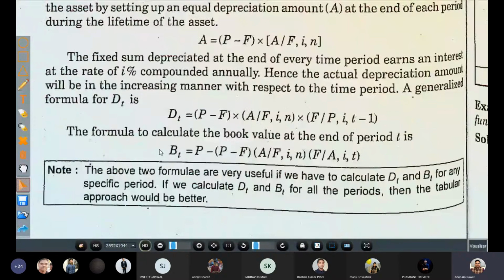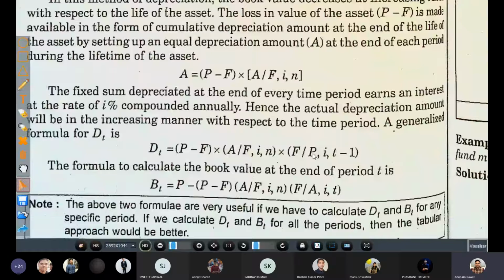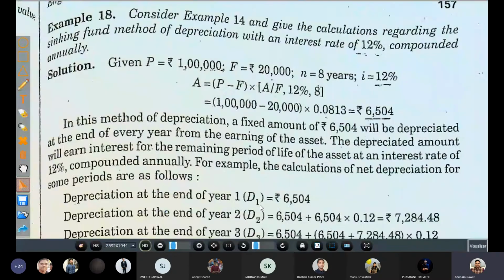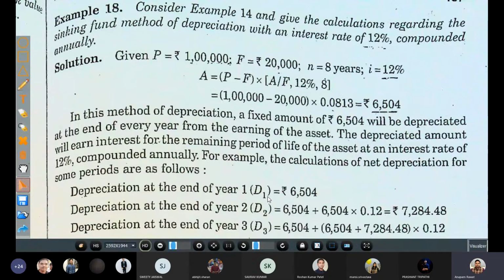So this is a complex formula. We can understand this concept with the help of an example, so that it becomes very easy. Now consider the same example as we took in the previous methodology. So here the initial value P is 1 lakh rupees, F is the salvage value, N is the number of years, and I is the percentage, 12%.